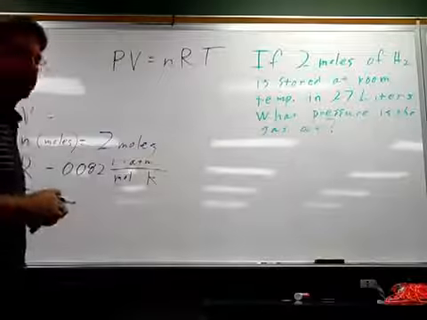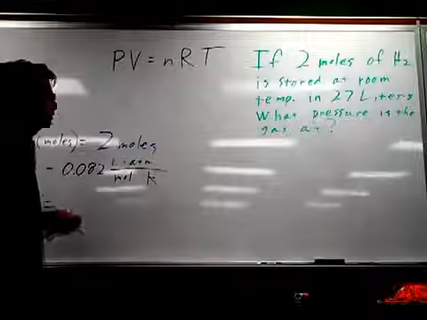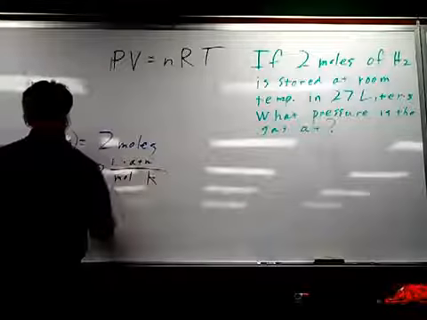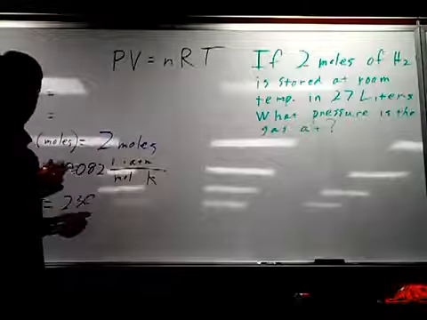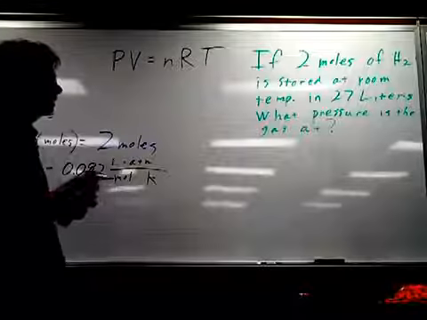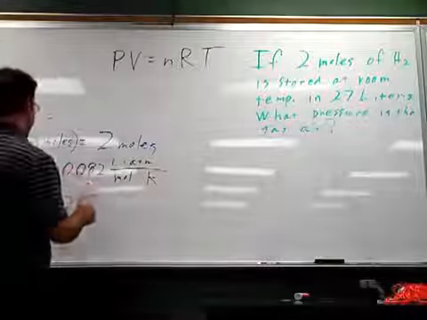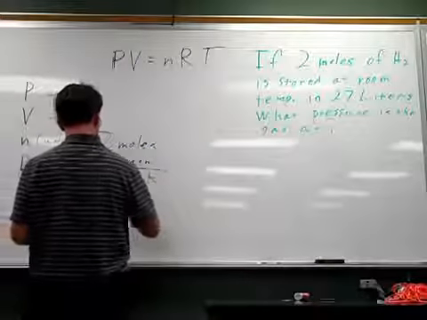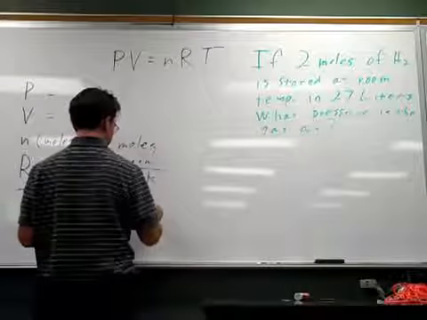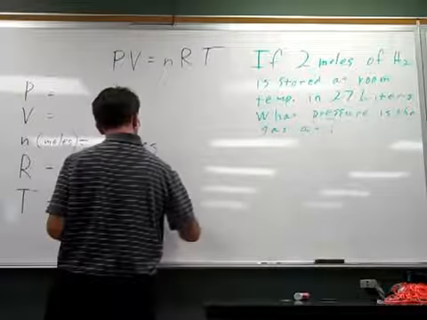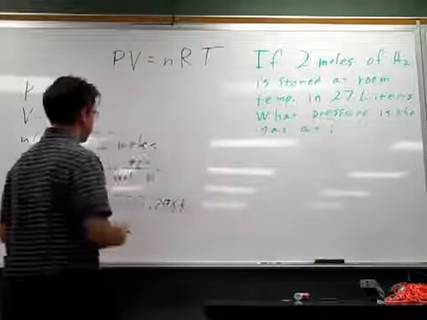The rest of the information that I know is that it is stored at room temperature. Down here for temperature, we're going to say room temperature is 23 Celsius. But we're not going to leave it as Celsius. So when we're dealing with the gas law problems, almost always you're going to be converting to Kelvin. So 23 plus 273, that's our Kelvin conversion, gives us our 296 K.